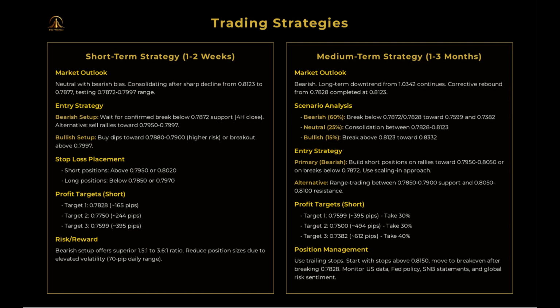For medium-term traders looking 1 to 3 months ahead, the bearish scenario carries 60% probability, targeting 0.7599 and 0.7382. Build short positions on rallies towards 0.7950-0.8050 using a scaling-in approach. Use trailing stops and monitor U.S. data, Fed policy, SNB statements, and global risk sentiment.